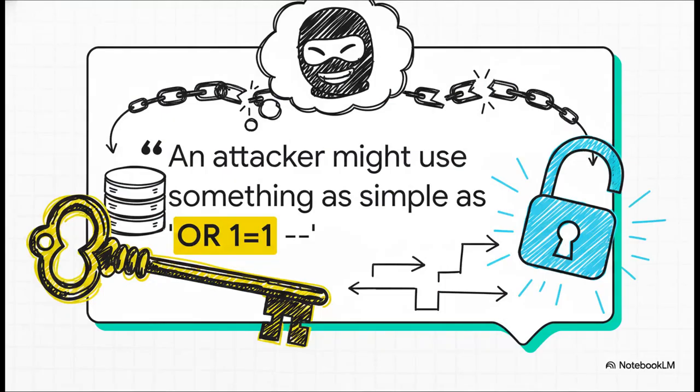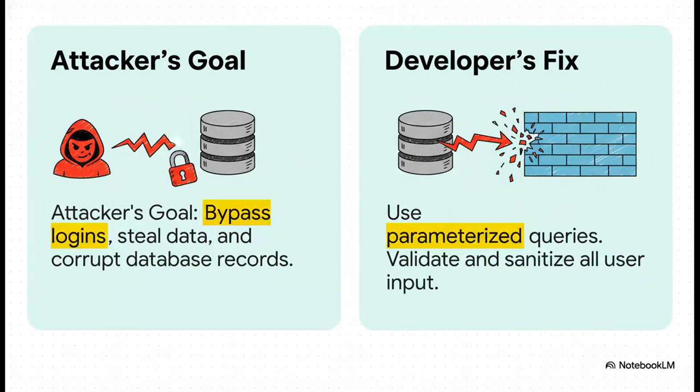And the code they use can look deceptively simple. This little piece of text right here is a classic trick. It basically tells the database, hey, forget the password you were looking for, just check if 1 equals 1. And since 1 always equals 1, the database says, yep, looks good, and lets them right in. It's like a universal skeleton key for badly secured login forms. So this sets up a pretty clear battlefield. The attacker is trying to sneak commands into places that are only supposed to hold data. The developer's defense is to use something called parameterized queries.